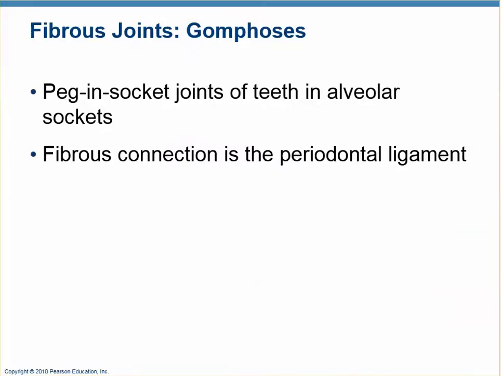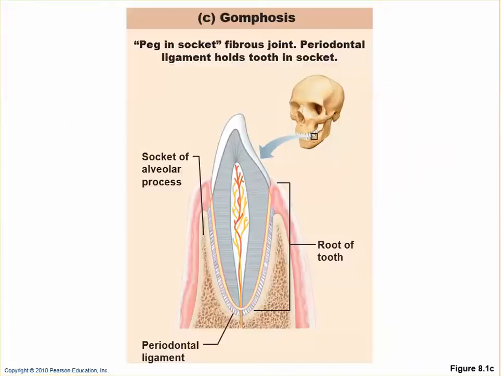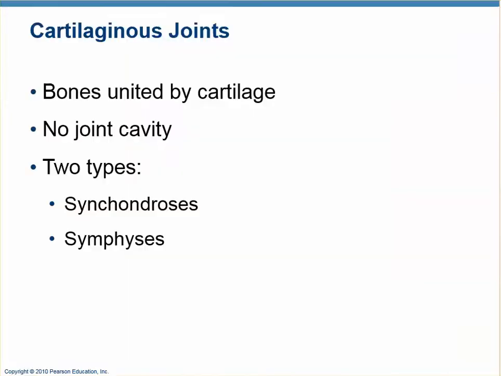The third type of fibrous joint is the peg and socket joint, the Gomphoses. And in humans, the only place we see it is in the tooth, the periodontal ligaments that hold the tooth in place.